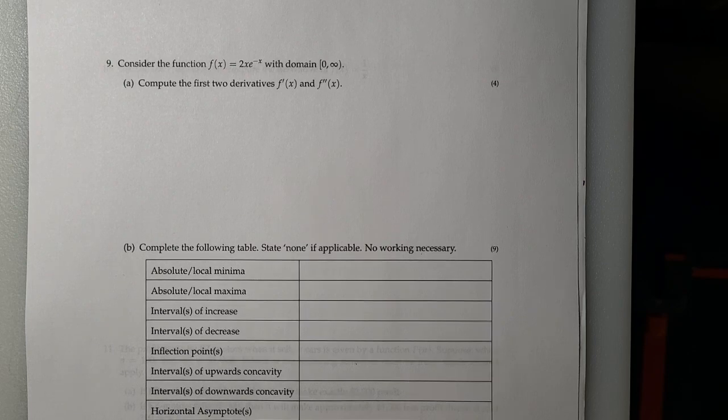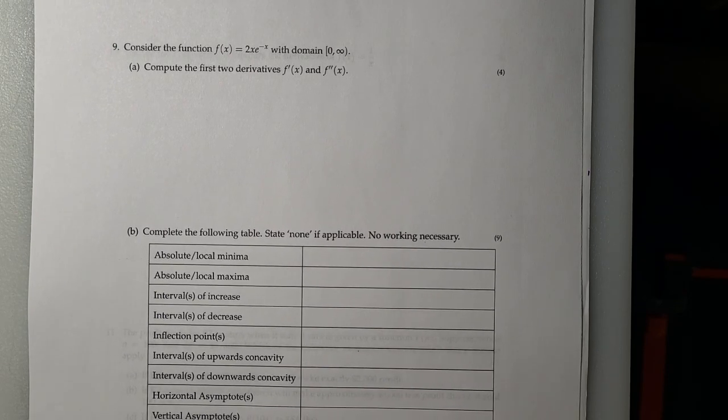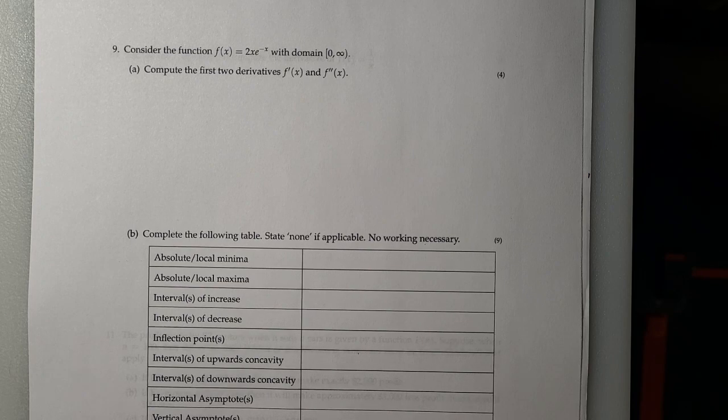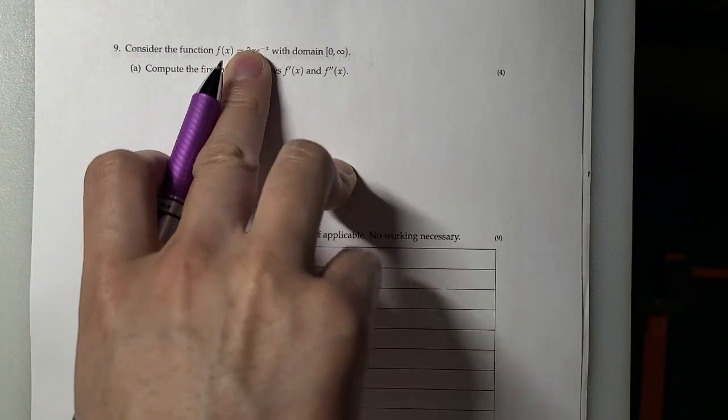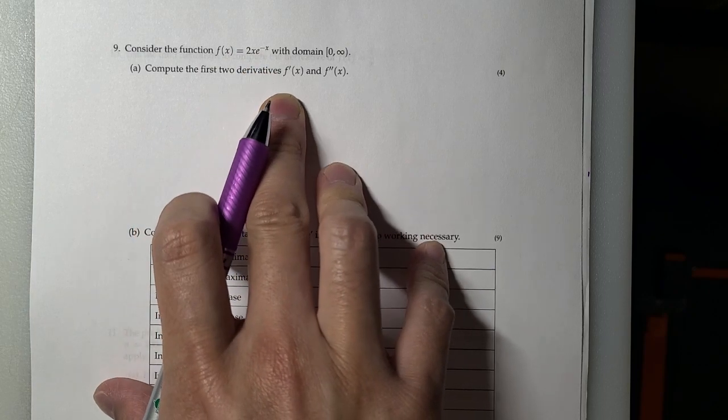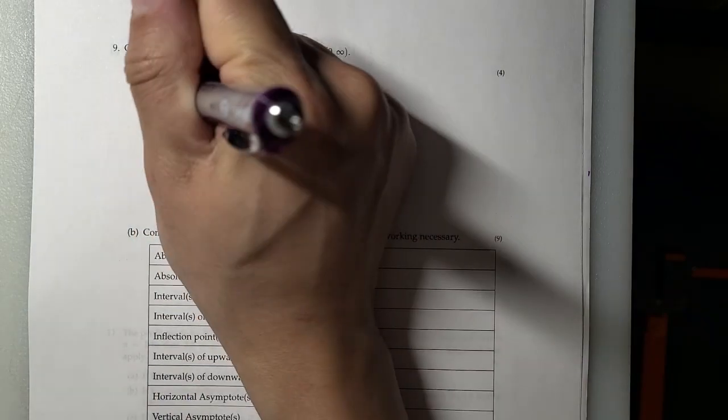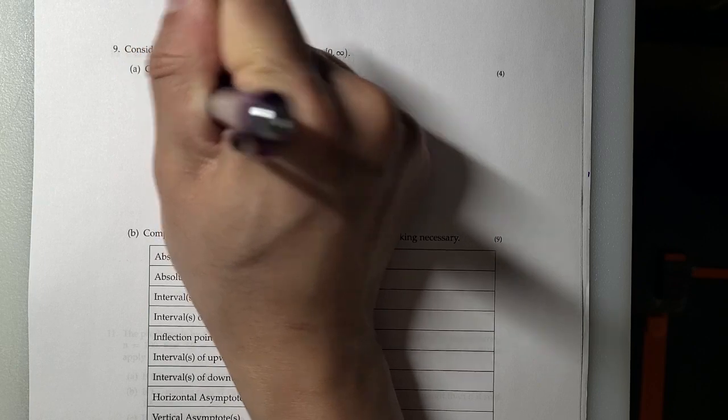Maybe me complaining about anything that's unclear is helpful for you to understand what's going on in some of those hard to understand problems also. So let's move on. Here we're given this function. We're asked to find f prime x and f double prime. That's easy, this is not an issue.